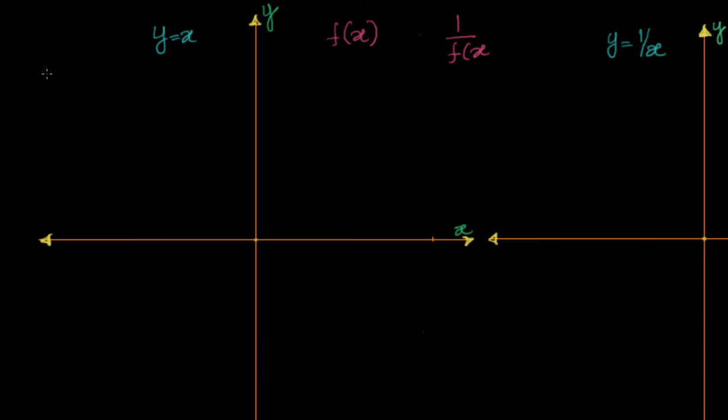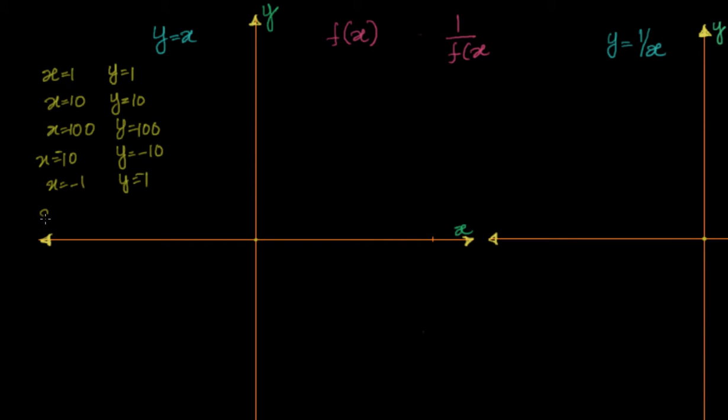Now for y equal to x: if I say x equal to 1, y equal to 1. If x equal to 10, y equal to 10. If x equal to 100, y equal to 100. If x equal to 1000, y equal to 1000. Let me take negative values. If x equal to negative 10, y equal to negative 10. If x equal to negative 1, y equal to negative 1. If x equal to negative 100, y equal to negative 100. So let's plot this.